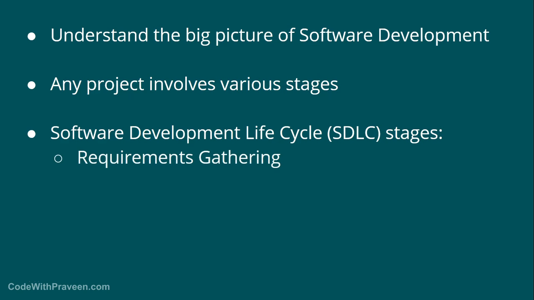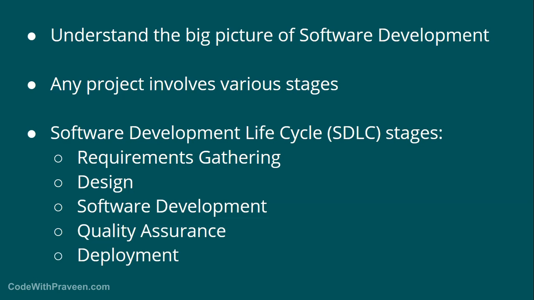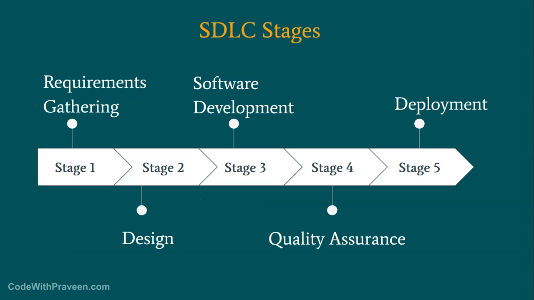It has 5 stages, which start with the requirements gathering. Then we have design, software development, quality assurance, and deployment. Let's see more about all these various stages. Stage 1 involves the requirements gathering, where we pick the customer request and try to break it down into multiple requirements.